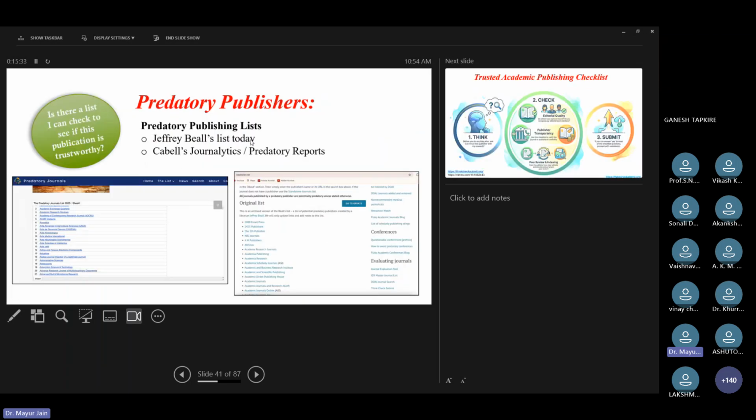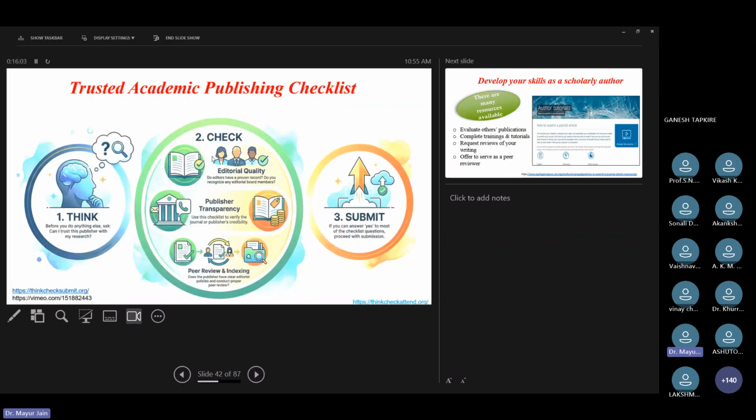And then there are certain tools which give the list of predatory journals or predatory publishers, right? For example, you can go for Jeffrey Beall's list, then Cabell's journal list, or Predatory Reports. All those different tools will help you find out whether the journal you are looking at is predatory or not, right? You can trust those tools and get some understanding about the publishers, right?